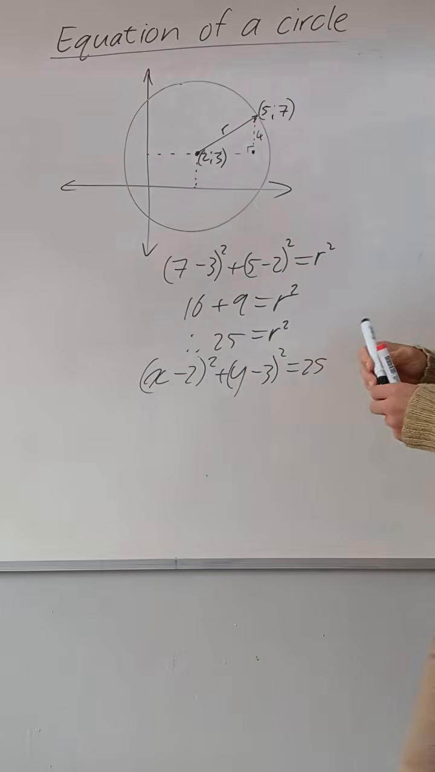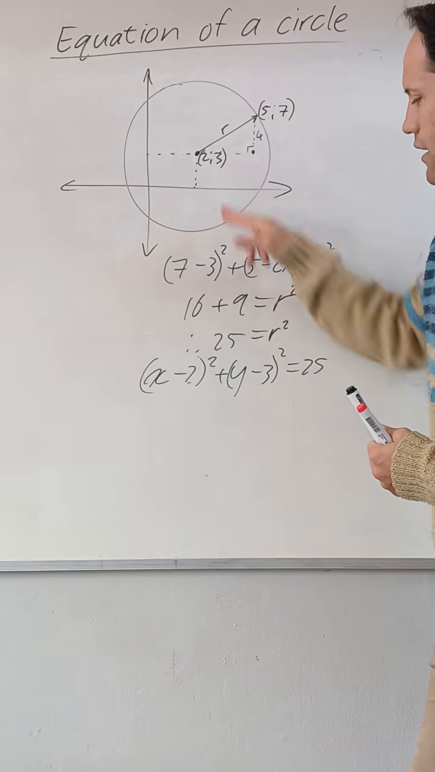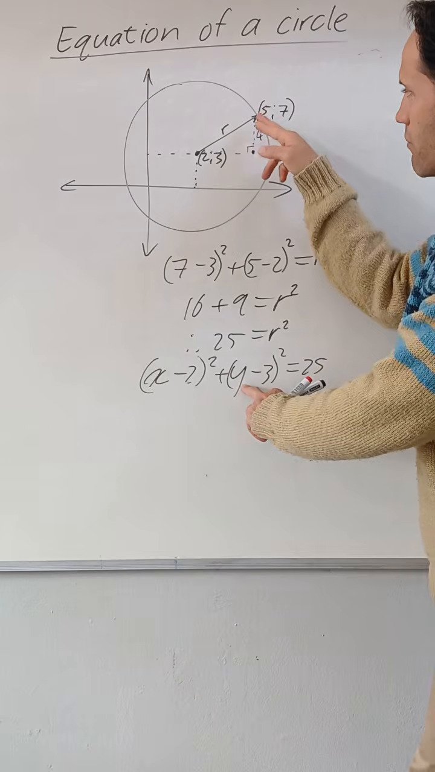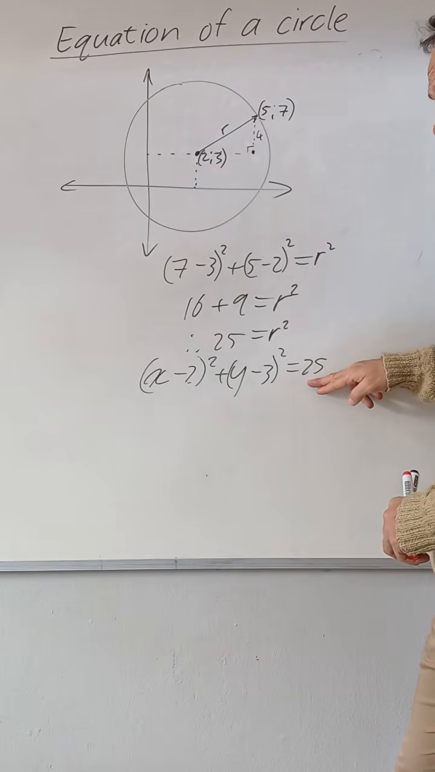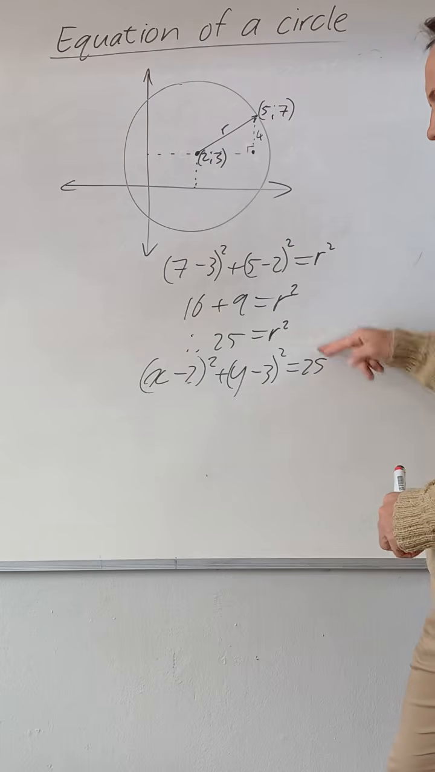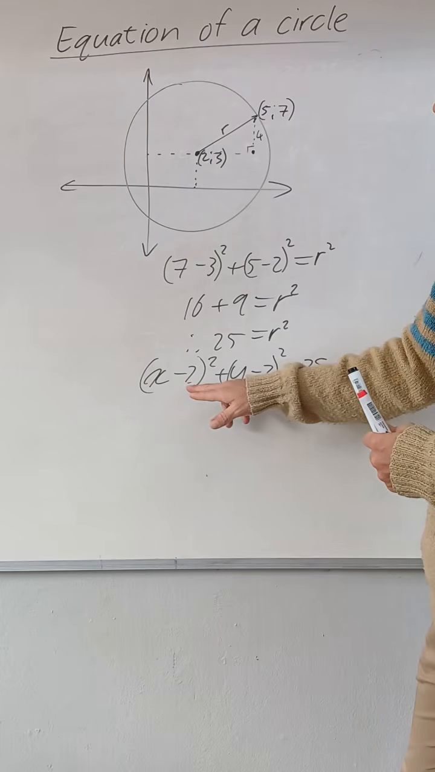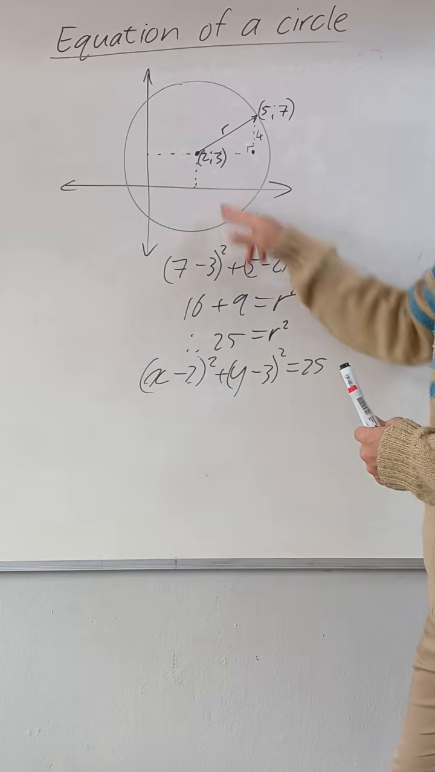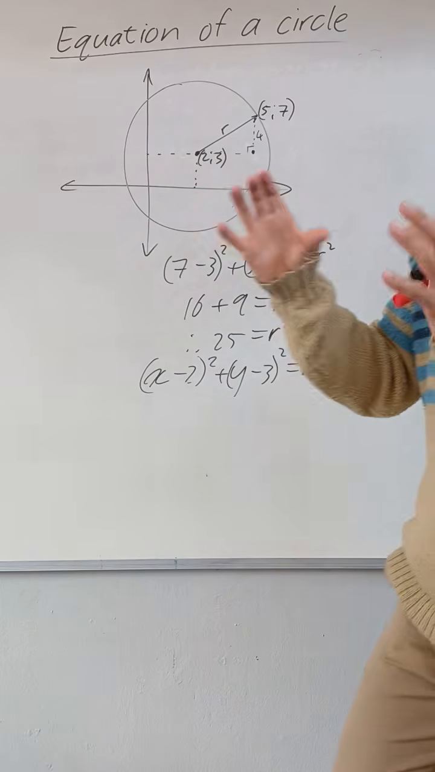So there's the equation. X minus the center for x squared plus y minus the center for y squared is equal to the radius squared. Okay, that's just Pythagoras. And that is the circle's formula. Okay, so the center is 2 and 3. But we write negative 2 and negative 3 because we had to subtract it to find the distances.